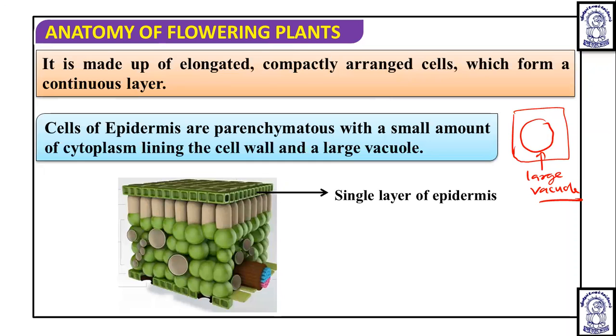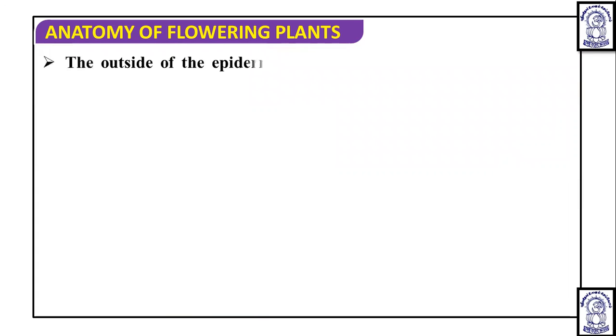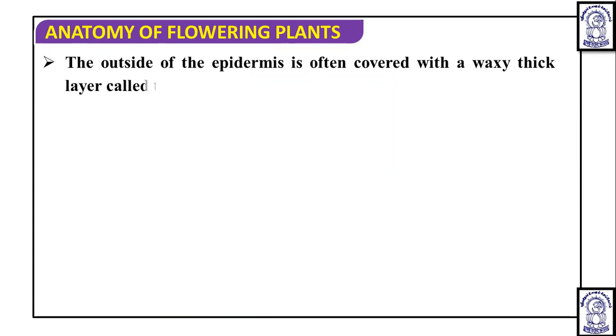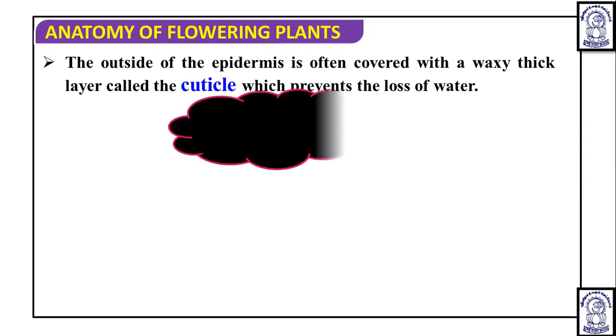So this is a single layer of epidermis, as we have discussed. You can see they are made up of elongated cells, closely packed, and they have a large central vacuole. The outside of the epidermis is often covered with a waxy, thick layer called the cuticle, which prevents the loss of water.